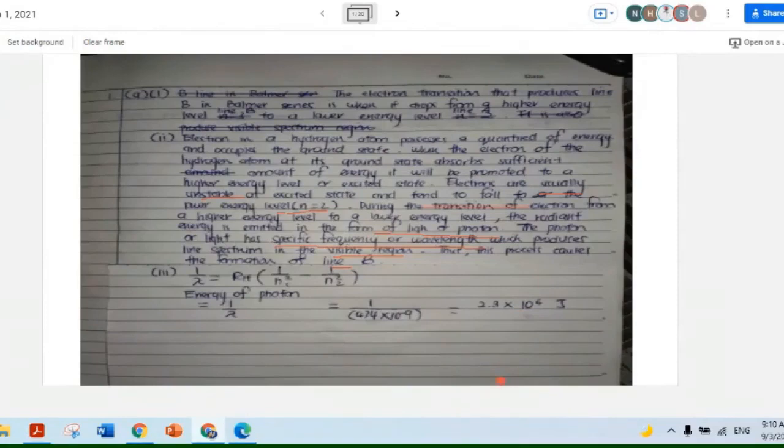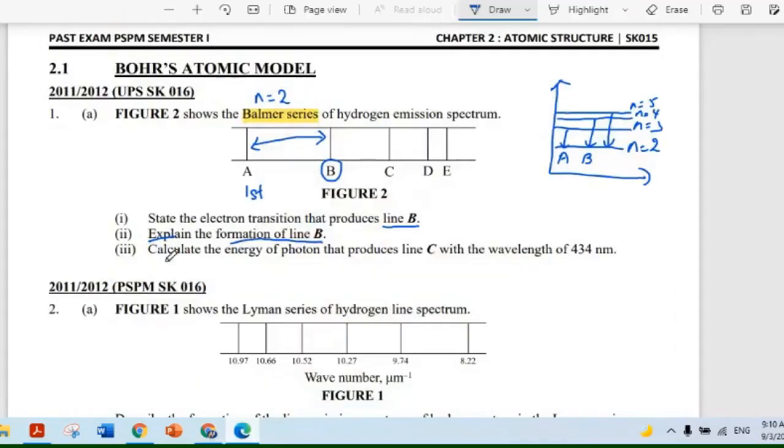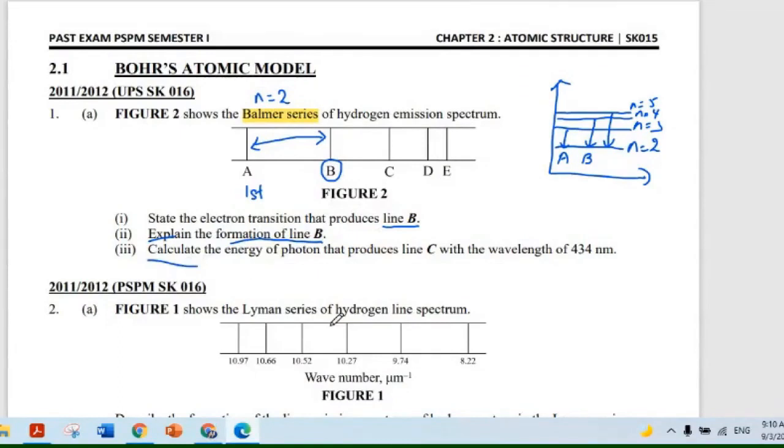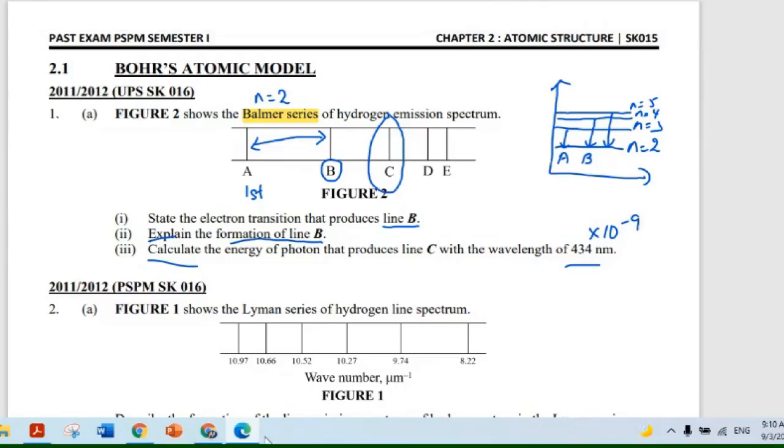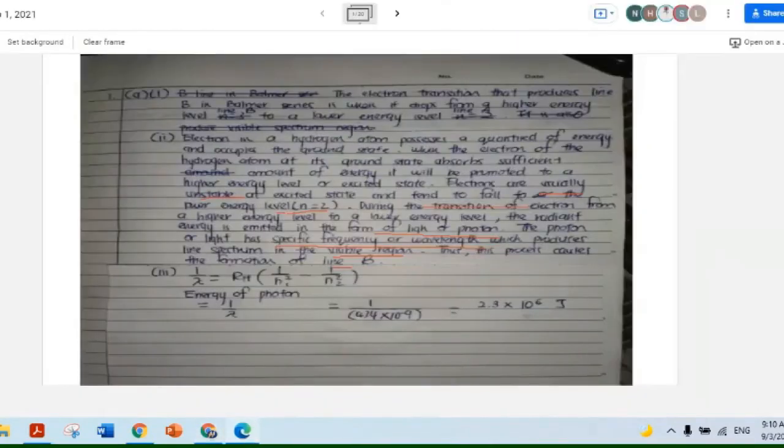Okay, now I show you the question first. Calculate the energy of the photon that produces line C with a wavelength of 434 nm. So what should you do first? First need to convert. Okay, must convert the wavelength into meter. Okay, so let's check the formula you applied. So you are using 1 over lambda. Yes, correct.